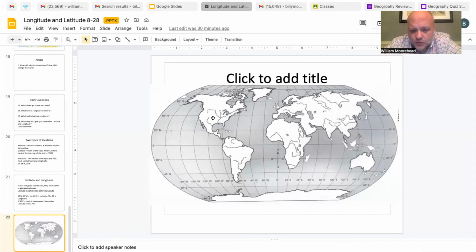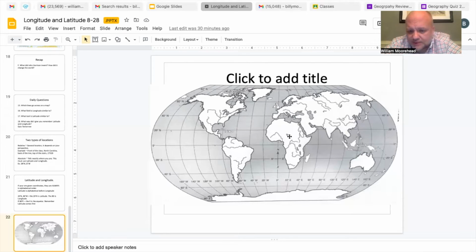Let's try 20 north, 20 east. Here is my 20 north. I would put one finger here. Make sure you do this. Here is my 20 east. Put one finger here. I am going to bring my fingers together. One going up this line, one going up this line, and I would be in Africa.